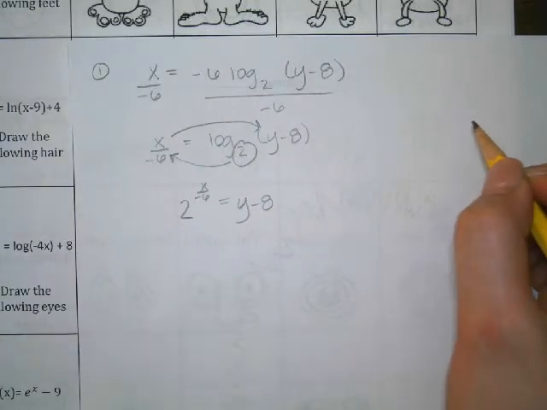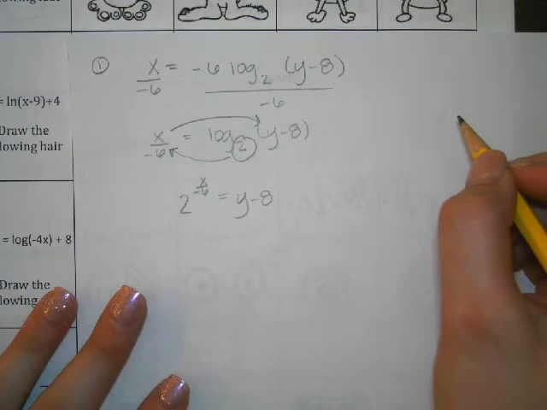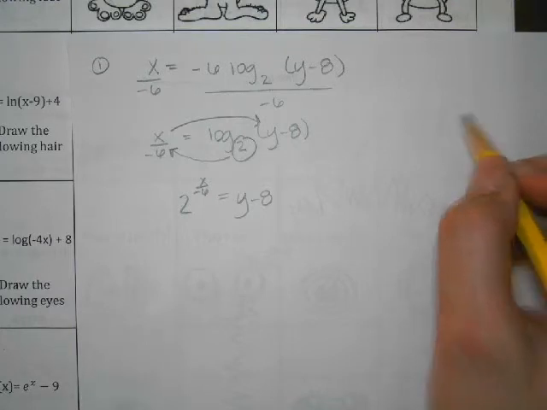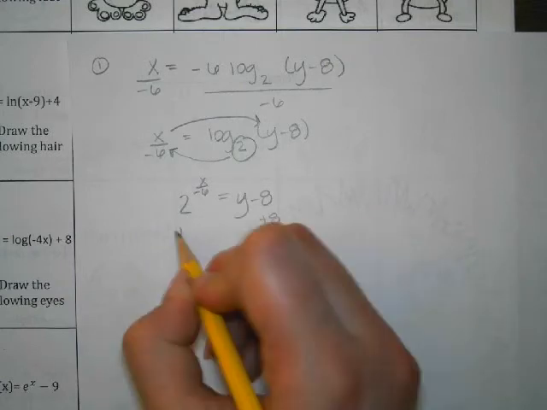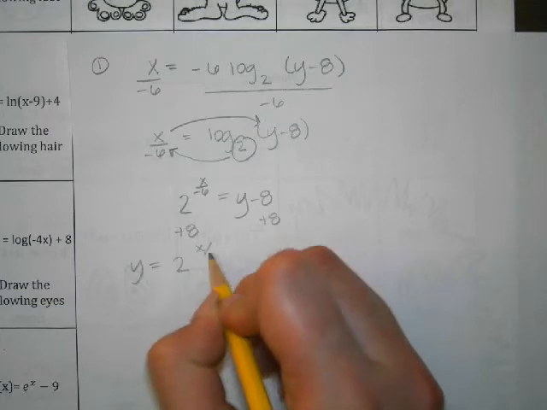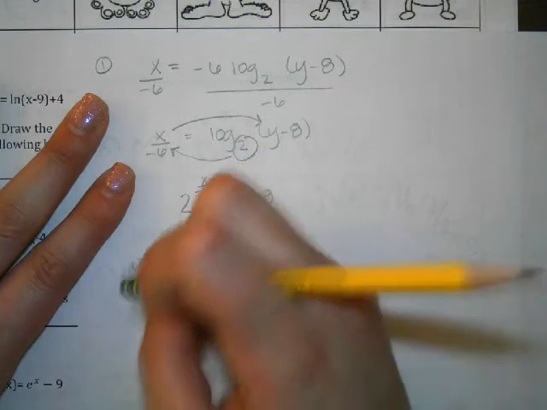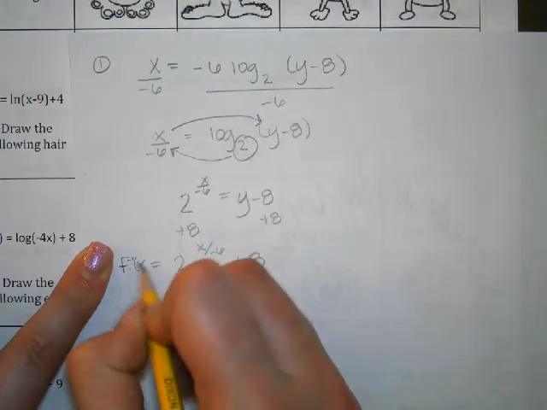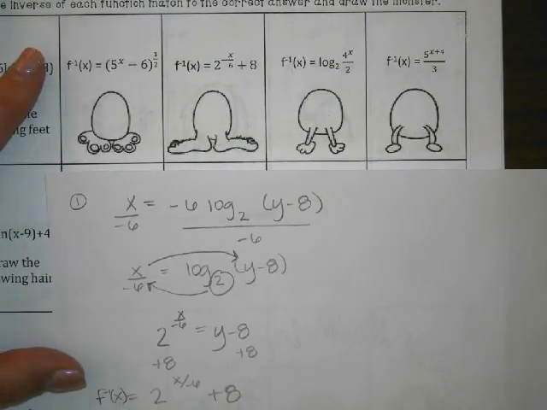And see, as soon as I got rid of that log, now it's really easy to get y by itself, okay? So the opposite of log form is exponential form, and so that's why we just turned it into exponential form. All right, how do I get the y alone? Plus 8. So I've got y equals 2 to the x over negative 6 plus 8. Technically, I should go back at the very end and say this is my inverse function, so I'm going to call this f inverse of x. And if you look, which answer is the one that it should be? The second one right here.